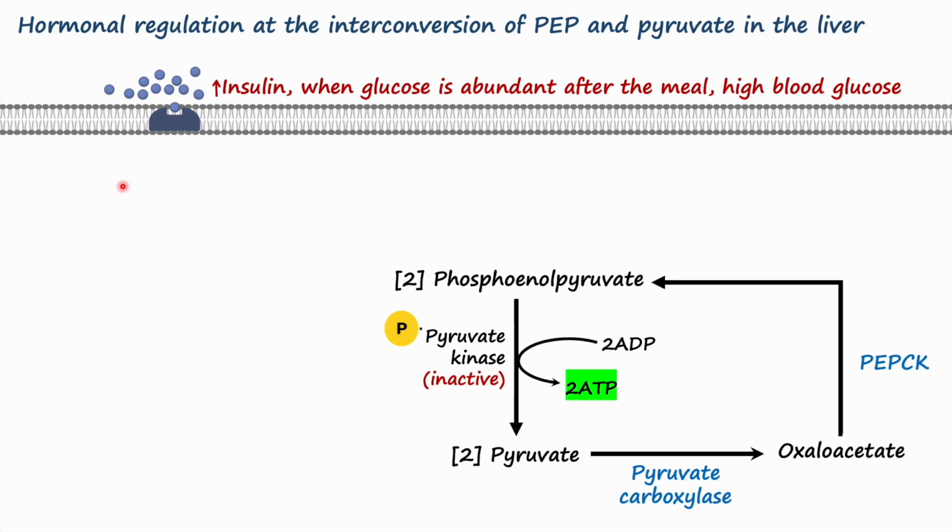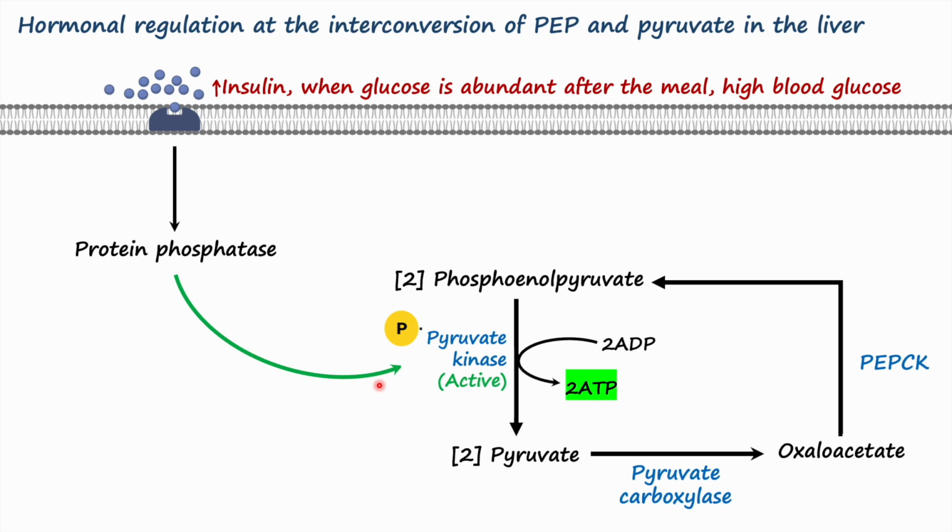So when blood glucose level is high, it increases the insulin level, and the increase in insulin can activate the protein phosphatase enzyme. Unlike kinases, the main role of a phosphatase enzyme is to catalyze the removal of a phosphate group from a protein. So when protein phosphatase is activated by insulin, it activates pyruvate kinase by removing the phosphate group from pyruvate kinase, which then allows phosphoenolpyruvate to be converted into pyruvate, and pyruvate is no longer able to convert into oxaloacetate and oxaloacetate to phosphoenolpyruvate. So it activates the glycolysis pathway by breaking down glucose into pyruvate.